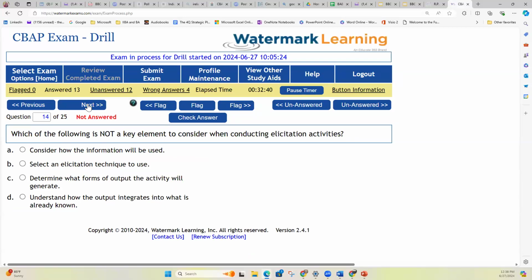We're halfway through. Which of the following are not key elements to consider when conducting elicitation activities? Is it consider how the information will be used? Select an elicitation technique to use? Determine what forms of input the activity will generate, or understand how the output integrates into what is already known?